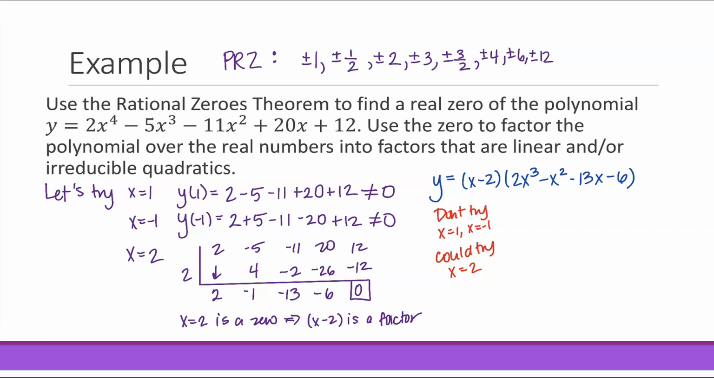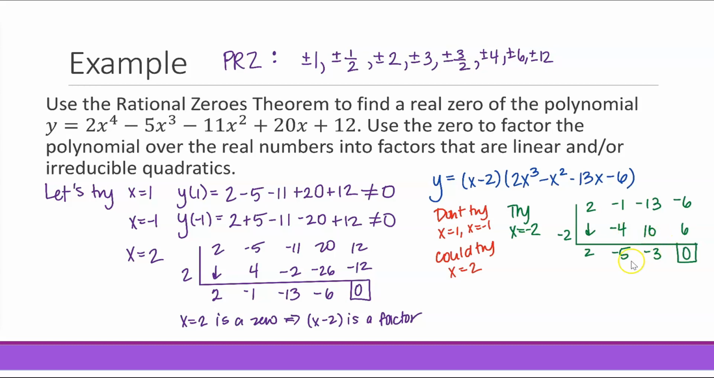What I am going to go ahead and do is try x equals -2. So when I say try x equals -2, it's on the smaller polynomial that's left over. So 2, -1, -13, and -6, right? So these values down here. And so I'm going to drop down the 2. -2 times 2 is -4. Add down, I get -5. -2 times -5 is 10. If I add down, I get -3. -2 times -3 is 6.